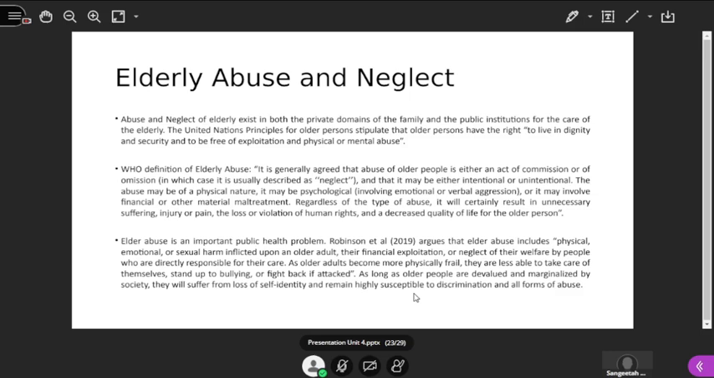As long as older people are devalued and marginalized by society, they will suffer from loss of self-identity and remain highly susceptible to discrimination and all forms of abuse. You see, why are they abused? Because they cannot stand up for themselves, they cannot take care of themselves, and they cannot fight back if attacked, right?